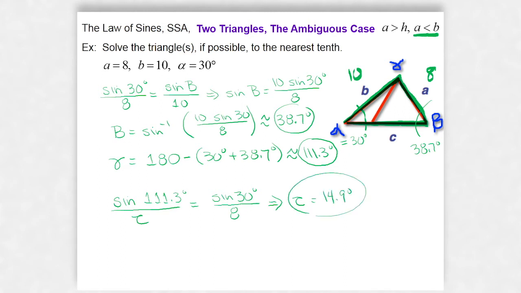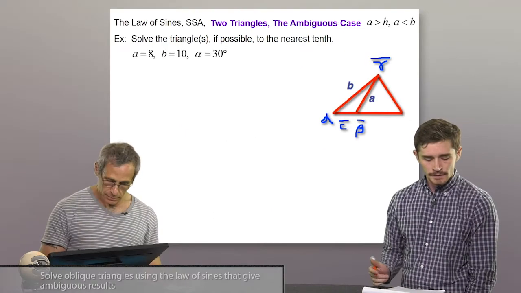So you found one triangle, but we have to find the other triangle. Is that a length for c? Oh, it is a length. Thank you for catching that. Very good catch. Now let's look at solving for the other triangle.